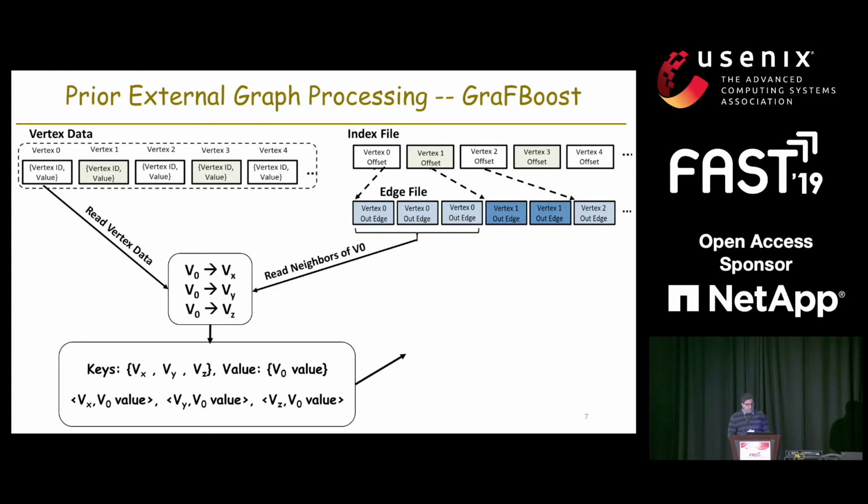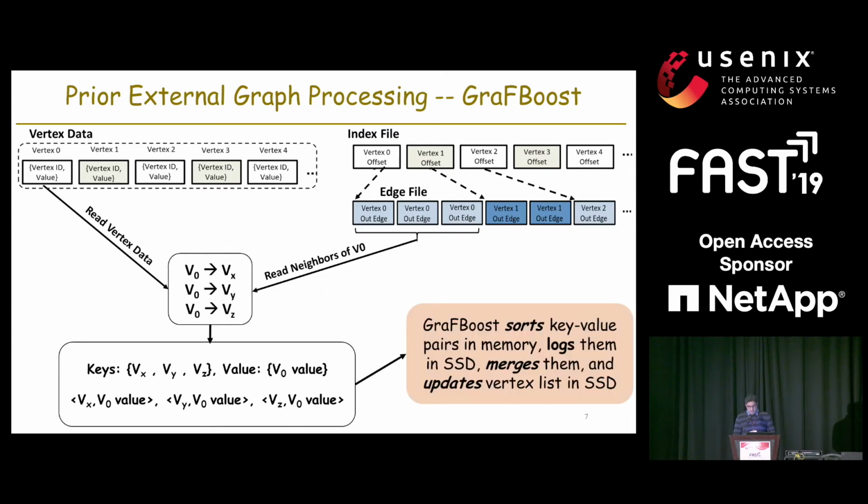So as I explained in earlier slides, these updates can go to different and random locations in the SSD. That's why GraphBoost first tries to sort all these key-value pairs based on their key. But because the size of updates is very large, it's not possible to do it in one shot. That's why they split the data, sort each part, and log it on the SSD. Later on, they stream the sorted chunks and merge them together.